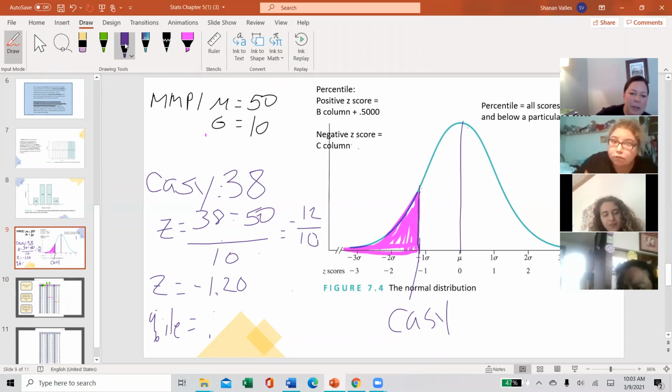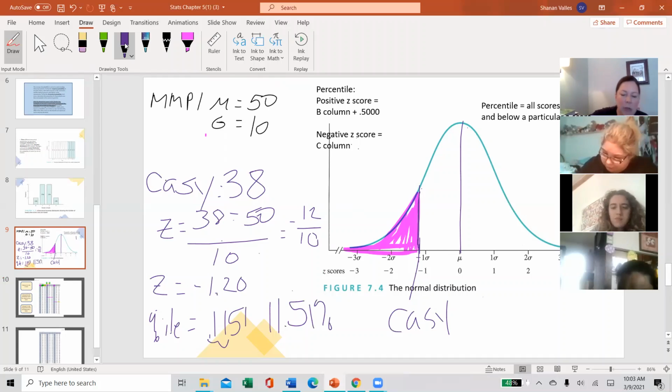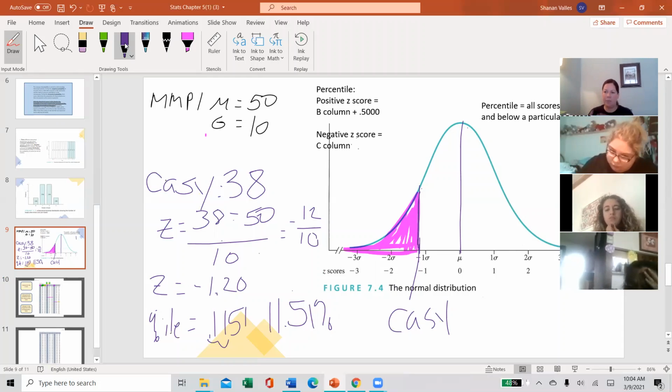Let me write this down before. What did I say? 1151 or 1150? I forgot real quick. It was 1. Thank you. And Natalia, I'll come right back to you real quick. So Cassie's percentile is 11.51. Okay, that's Cassie's percentile.